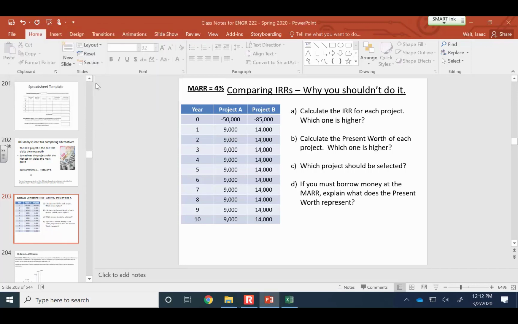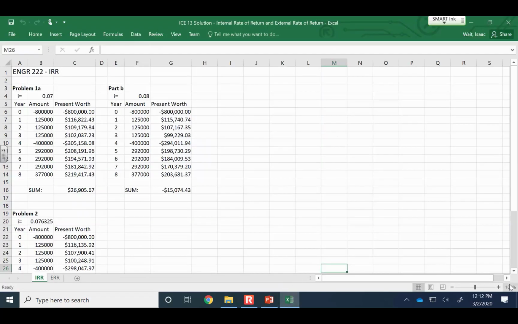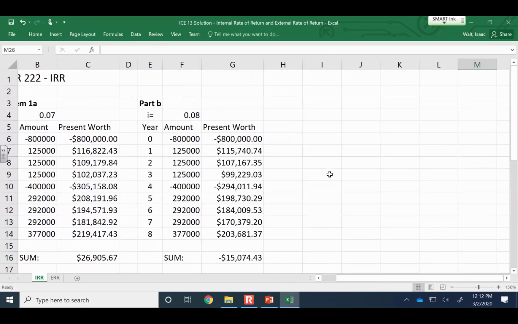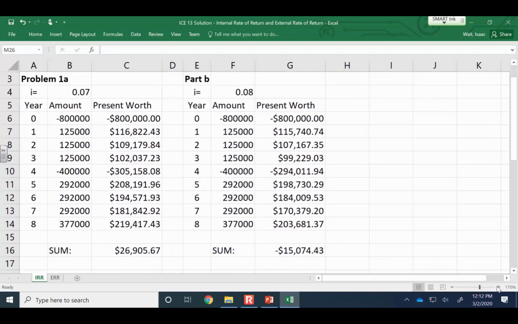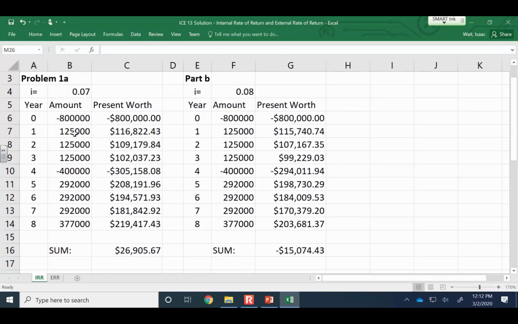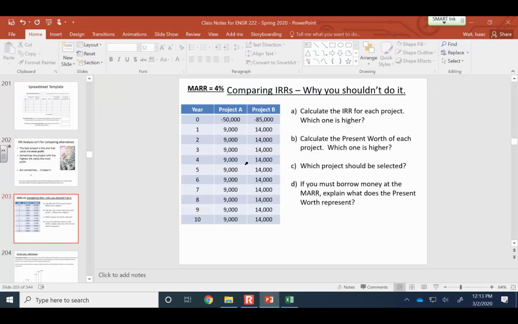So we're finding the internal rate of return for each of them. And just to remind you what it looked like last time we did the internal rate of return, this was the solution from the previous in-class exercise where we had the year, the amount, and then the present worth of the amount at some i value. You add it all up, and then what you're trying to do is change that i value until the sum of the present worths is equal to 0. So that's the definition of the internal rate of return. So now apply that same method for this data set in the handout that I've just given you.